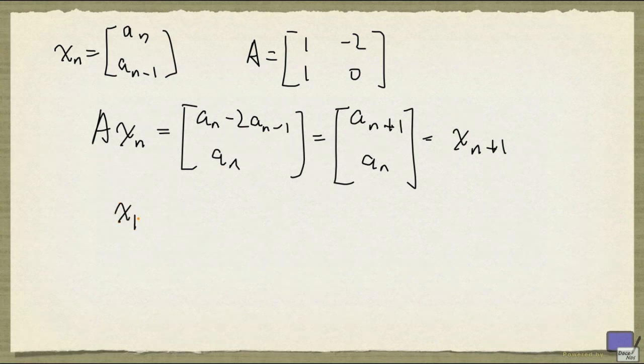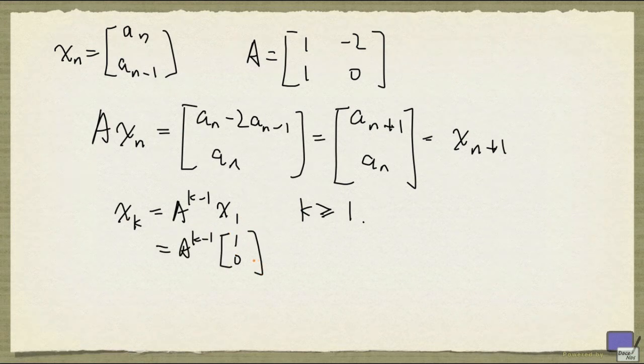What that means is x_k is going to be A^{k-1} times x_1, and this is true for k at least 1. And we know that x_1 is (1, 0). So all we need to do is compute A^{k-1}.